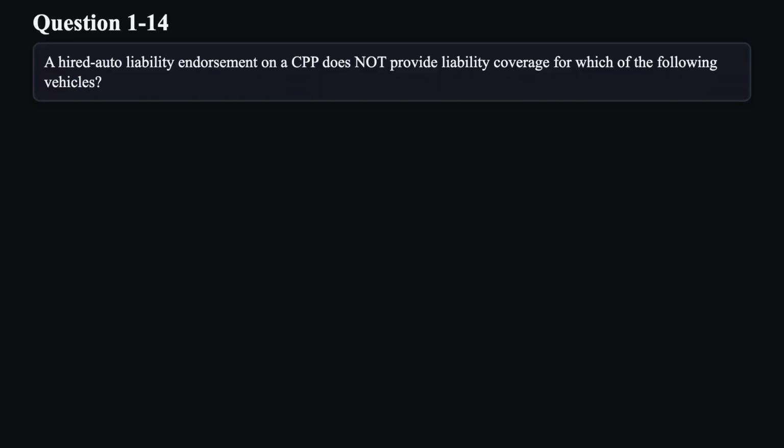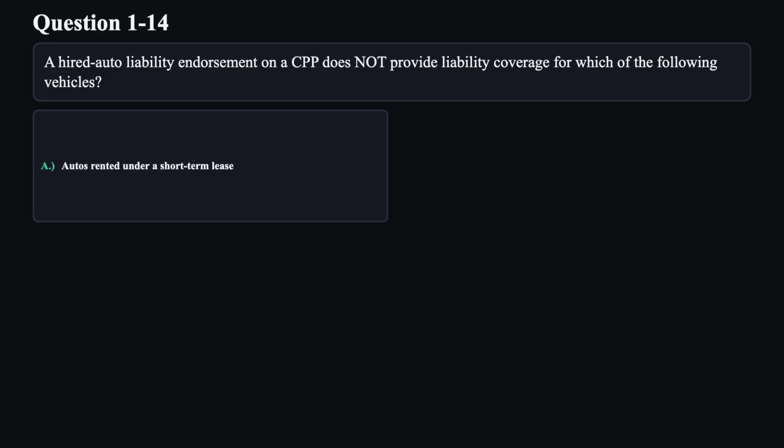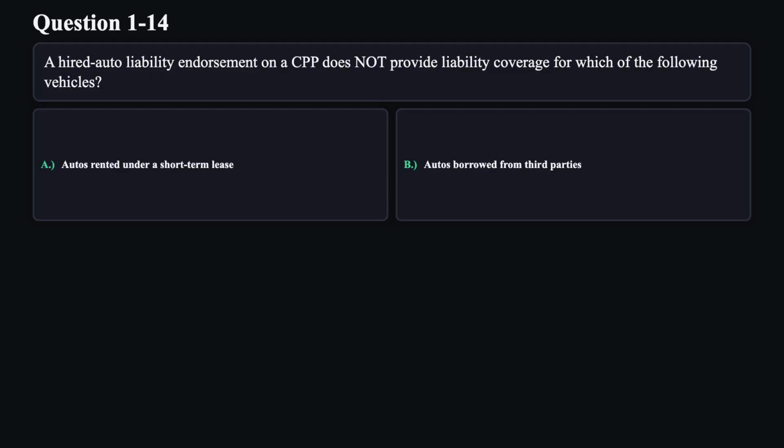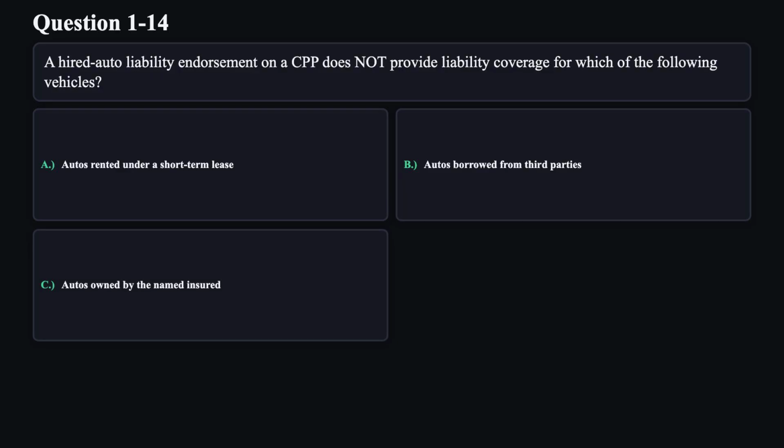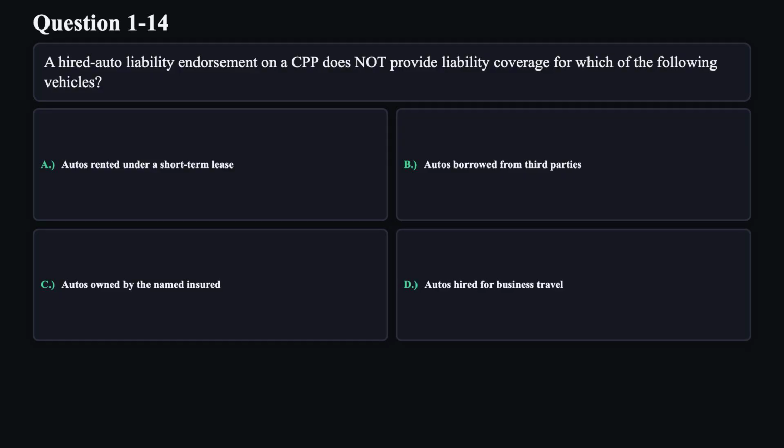Question 14. A hired auto liability endorsement on a CPP does not provide liability coverage for which of the following vehicles? A. Autos rented under a short-term lease. B. Autos borrowed from third parties. C. Autos owned by the named insured. D. Autos hired for business travel.